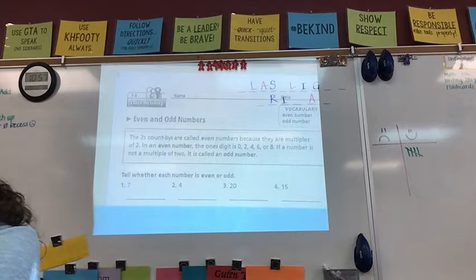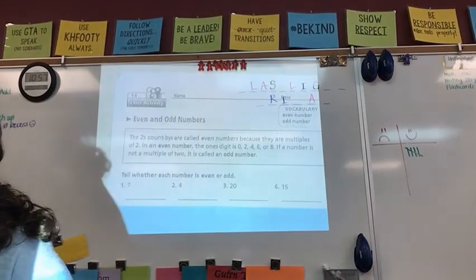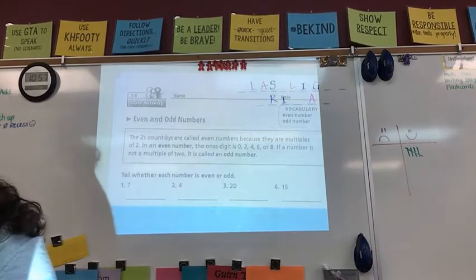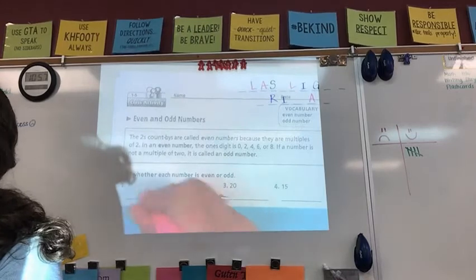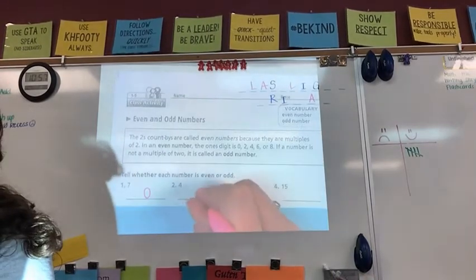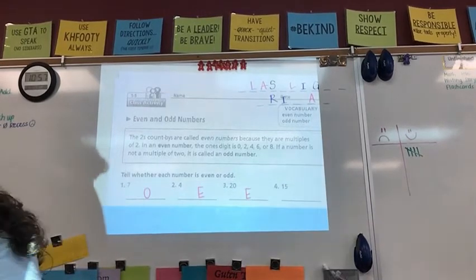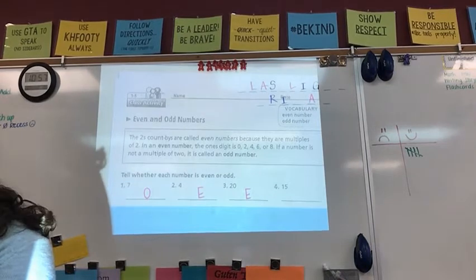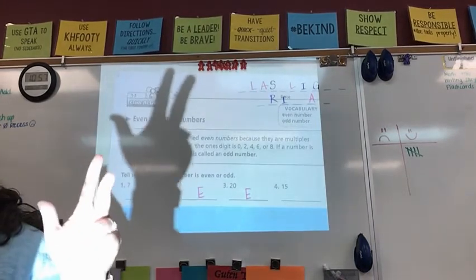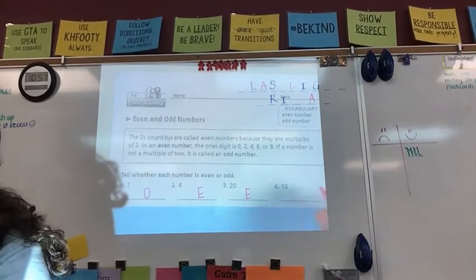I'm going to say the number, and you are going to say if it's even or odd, and I will label it E for even and O for odd. Ready? 7. Odd. 4. Even. 20. Even. Oh, nice. They can't fool you. 15. Odd. Oh, we're going to split. Double check. Does it end in 2, 4, 6, 8, or 0? No. Oh, it's going to be an odd.